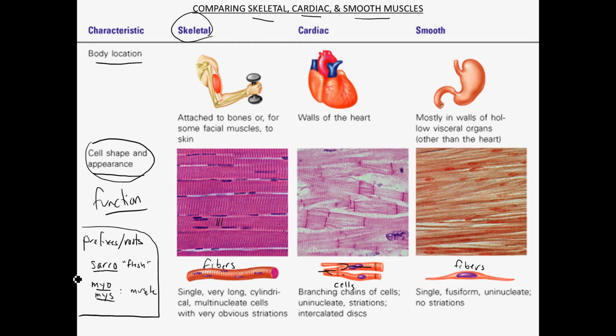So histologically, going back again here to these, you're going to see this is the skeletal muscle. Right, so looking for the striations.